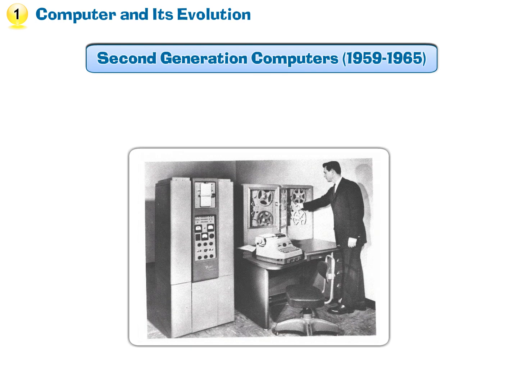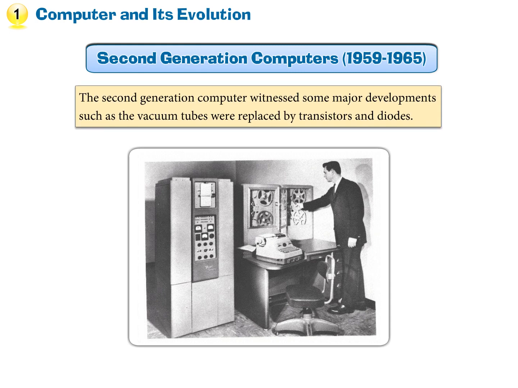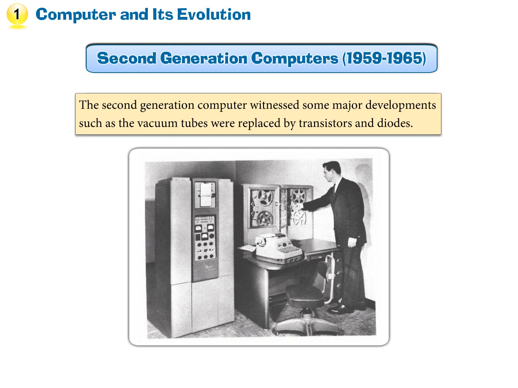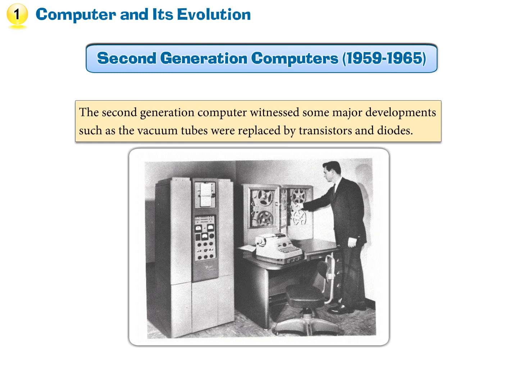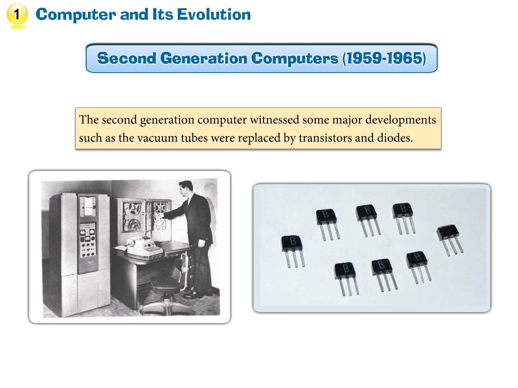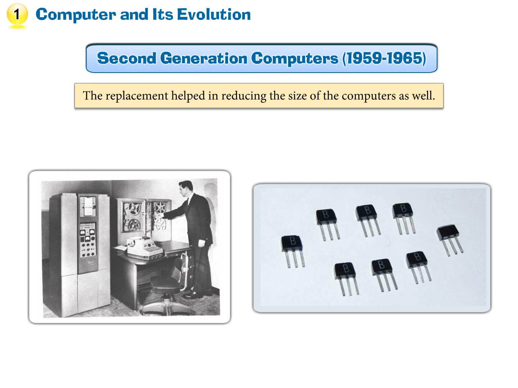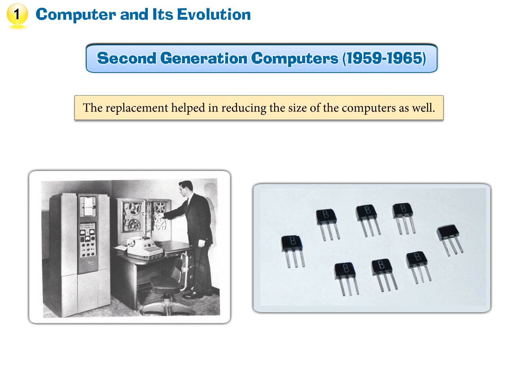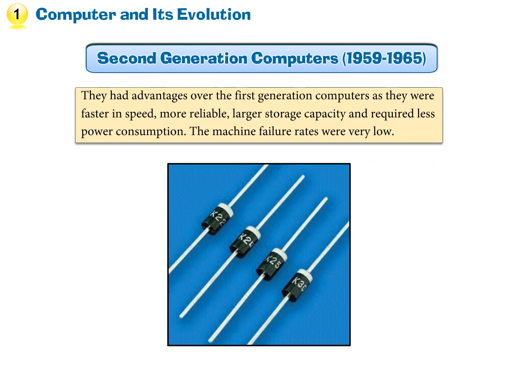Second generation computers, 1959 to 1965. The second generation computers witnessed some major developments, such as the vacuum tubes being replaced by transistors and diodes. The replacement helped in reducing the size of the computers as well. They had advantages over the first generation computers as they were faster in speed, more reliable, had larger storage capacity, and required less power consumption. The machine failure rates were very low.